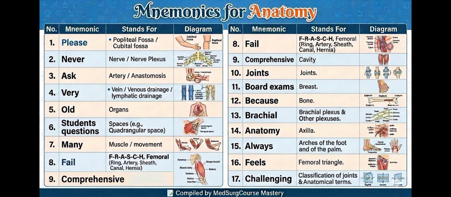Now, P for please stands for what? Popliteal fossa and cubital fossa. Okay, never, N, stands for what? Nerve and nerve plexus. A-X stands for artery and anastomosis. Very stands for veins and venous drainage. O-D stands for organs. Student question stands for spaces, for example the quadrangular space.